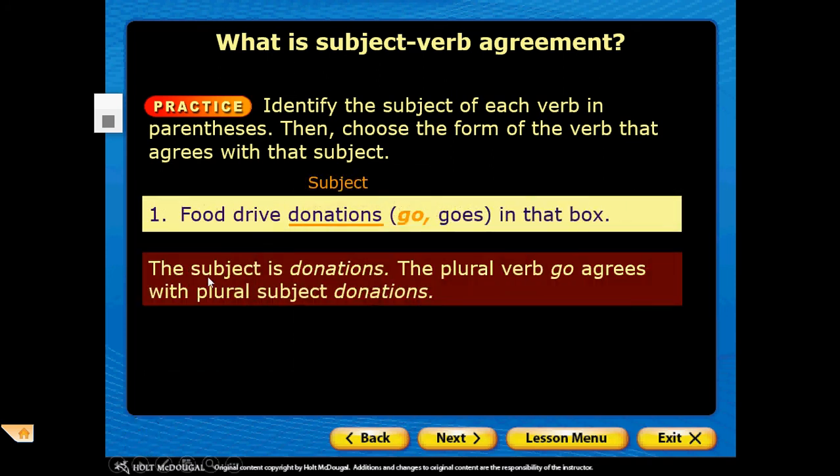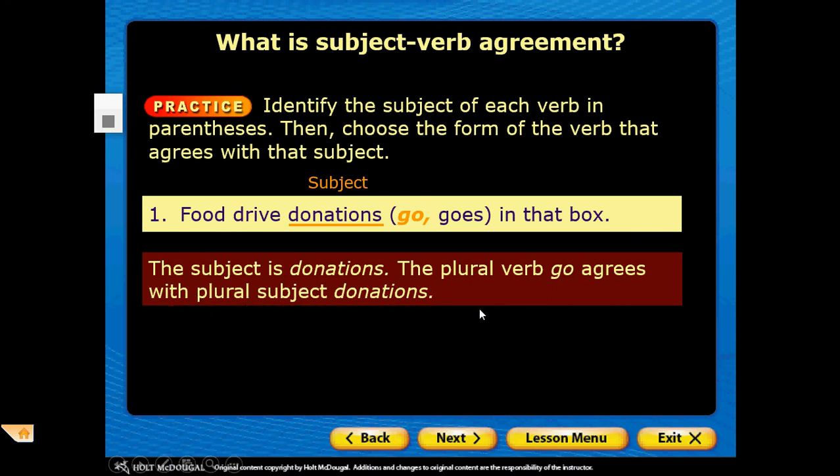Of course, after you finish and check the answer to each question, please check the explanation, because it's more important than doing the sentence itself. The subject is donations. The plural verb go agrees with what? Donations, because we're talking about a plural subject.